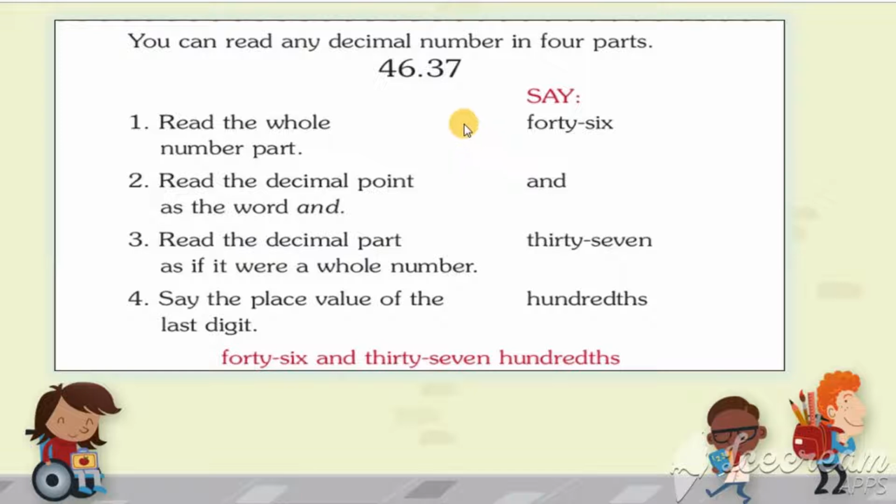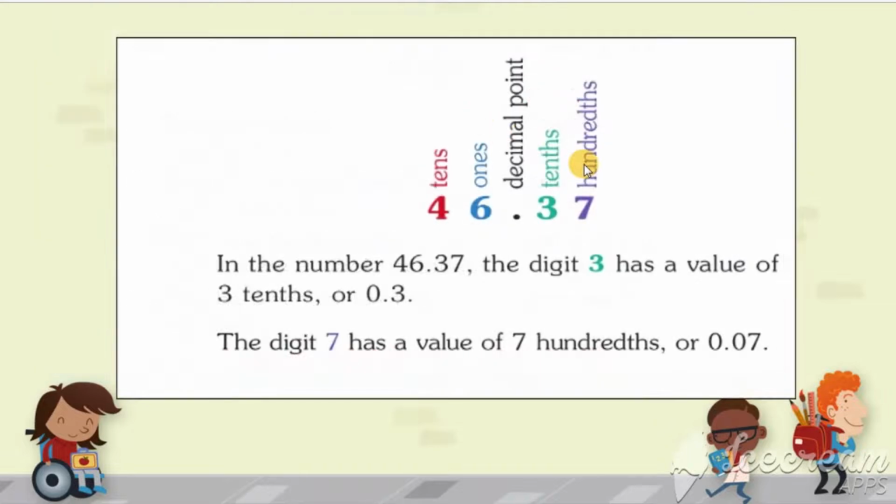How do I read this number? Again, 46.37, or 46 and 37 hundredths. Here in the number 46.37, I have the decimal point, and ones and tenths, and here is the tenth.